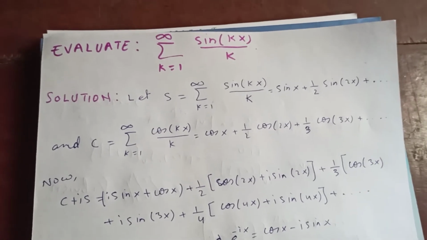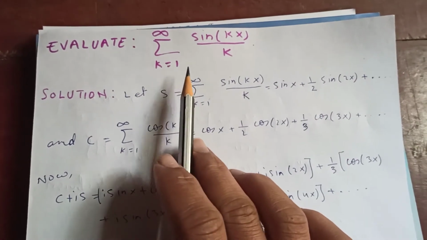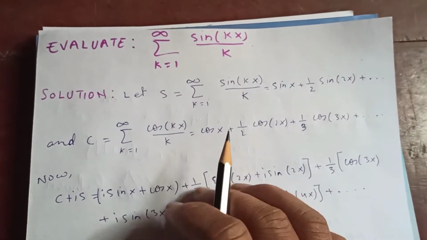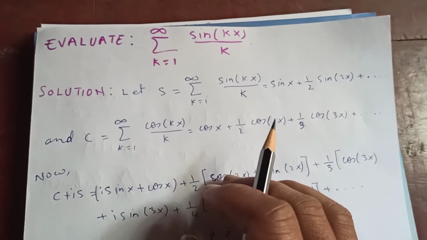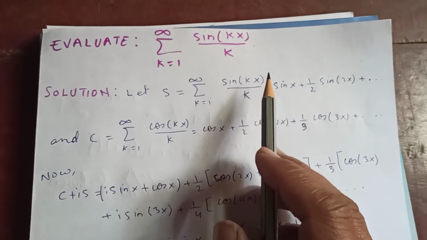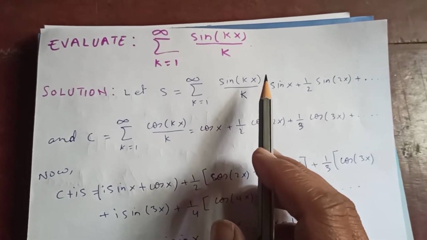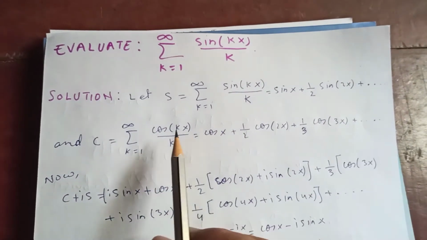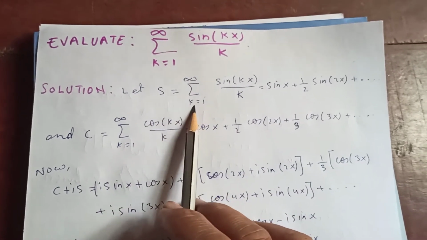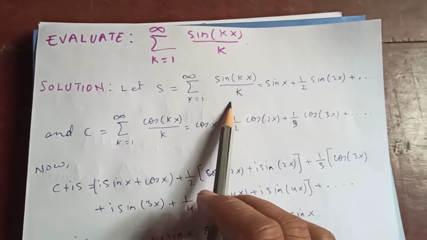Let's discuss this infinite sum from k equal to 1 to infinity of sin(kx)/k. In this I'm going to use the C plus iS method, where C is the cosine part and S is the sine part. So let S equal the sum from k equal to 1 to infinity of sin(kx)/k.